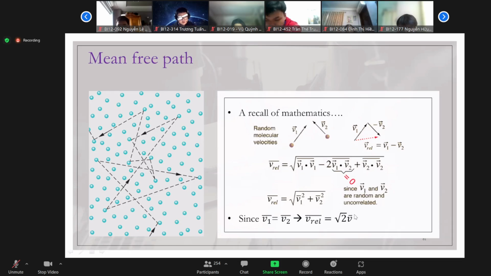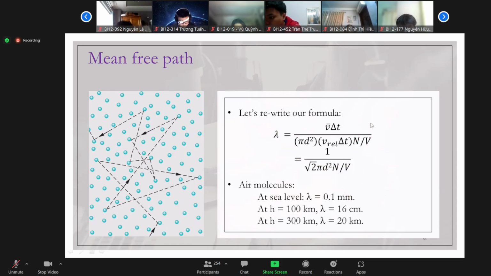If we now replace this expression to what we have written, then we should have this one. Okay. If we rewrite the formula, we should have this one. And the difference is the root mean squared of 2 here. This is the main difference. Before we do not have this one. And this is the final formula of the mean free path.